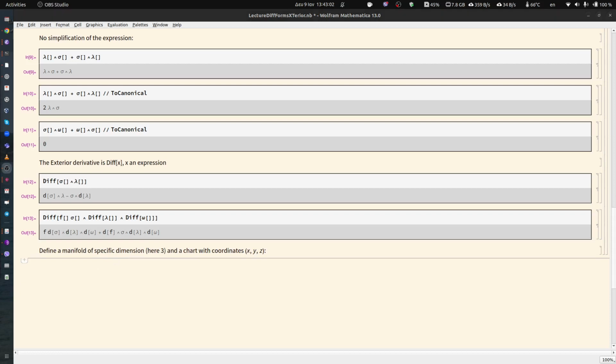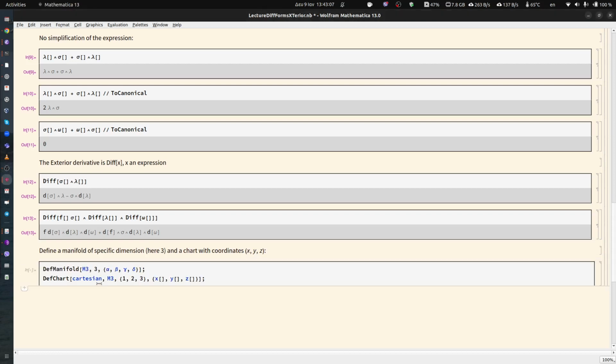So let's make now more concrete computations by considering a manifold of specific dimensions. Let's take a three-dimensional manifold. We call it M3. Alpha, beta, gamma, delta are the indices used for geometric objects on this three-dimensional manifold. And we also define a coordinate system, a chart on this manifold. We give it a name. We call it Cartesian. That is what this first argument in depth chart signifies.